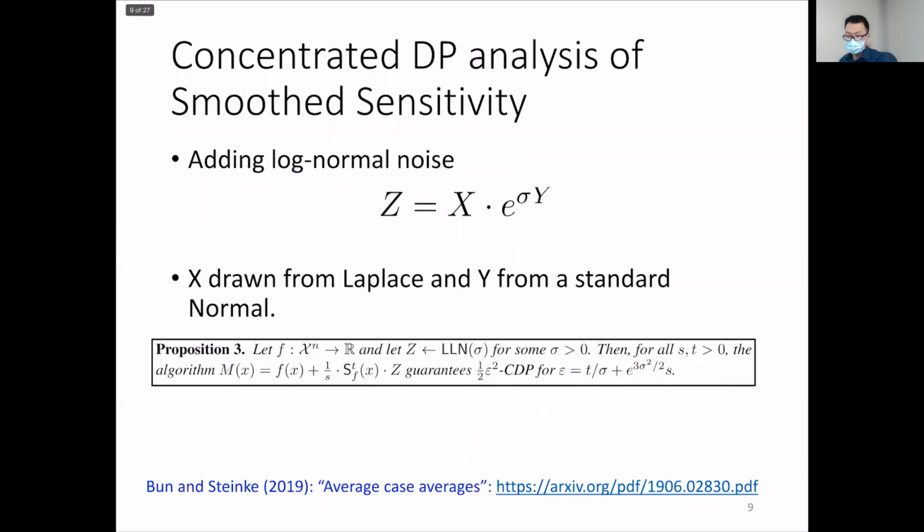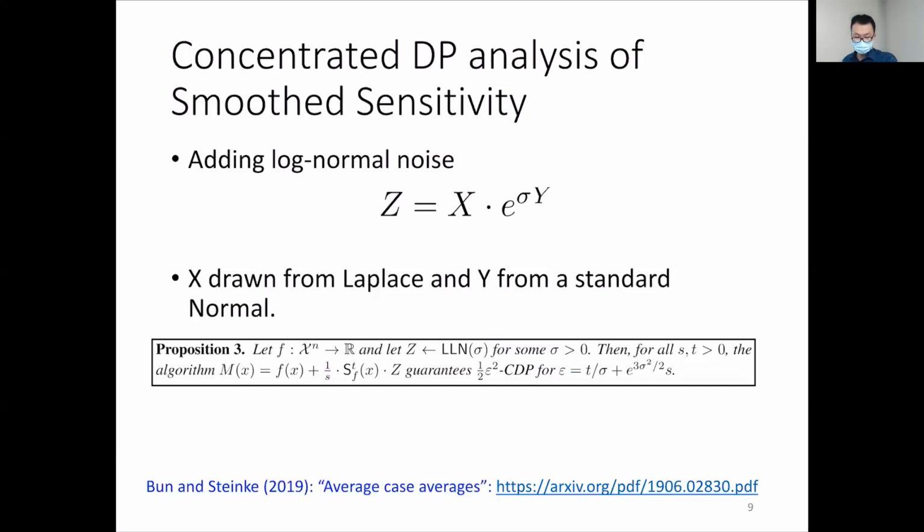All right, so back to concentrated DP of the smooth sensitivity. Recall that we're adding this Laplace log normal noise, where X is drawn from a Laplace distribution and Y is coming from a standard Gaussian distribution. How do we analyze this, and how do we show that this satisfies concentrated differential privacy?